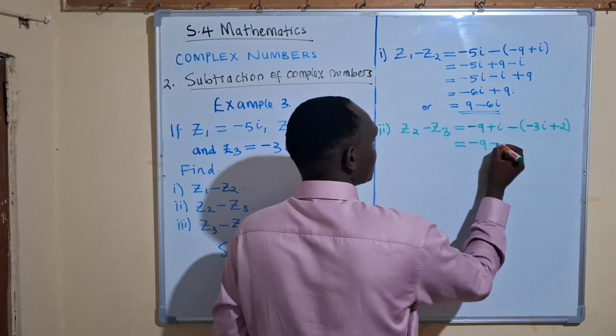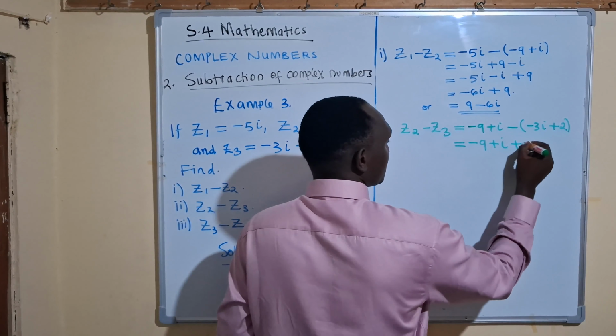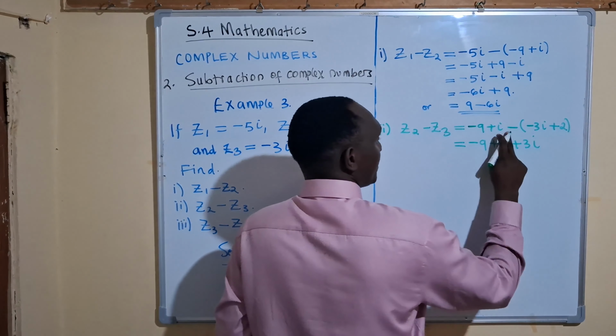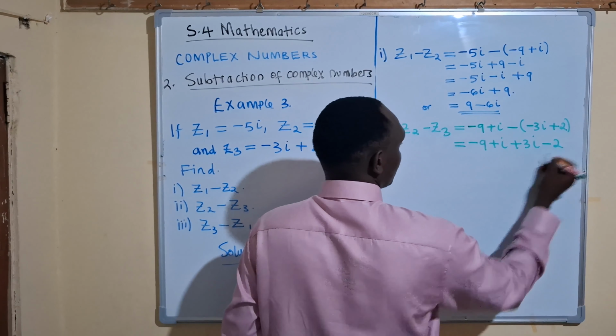Let's maintain this part the way it is, plus i. Negative times negative is positive. This gives us there plus 3i. Negative times positive is negative. So you shall have minus 2.